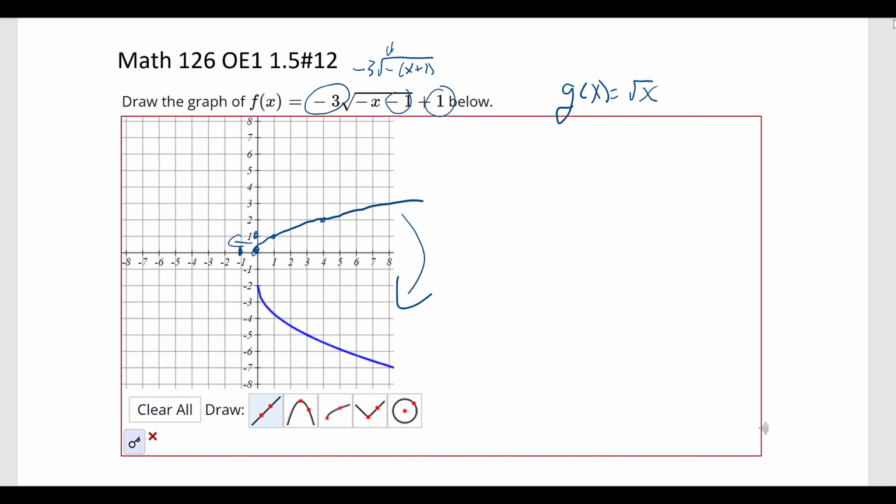What I found more helpful on that, because I feel like there's just so much going on, is to look at this function, negative 3 times the square root of negative x minus 1, plus 1, and put some values in here. It may be helpful to start with, say, negative x minus 1 equals 0, when negative x equals 1, or x equals negative 1. So that gives us a place to start things.